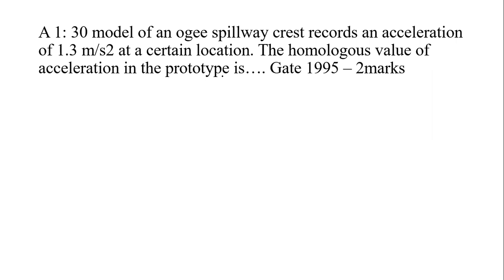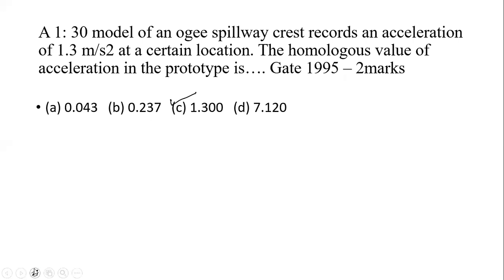उसके ऑप्शंस दे दिए हमें उन्होंने. I will go for options also. A is 0.043, B is 0.237, C is 1.3 and D is 7.12. Now बोलो, what will be the answer? ऑप्शन सी. 1.3. Option C. क्यों आएगा रे ऑप्शन सी? Now I want to have a justification from your side. क्यों रहेगा? See, so many answers I got in the chat box. Why answer C? Anyone? Why answer C is correct?